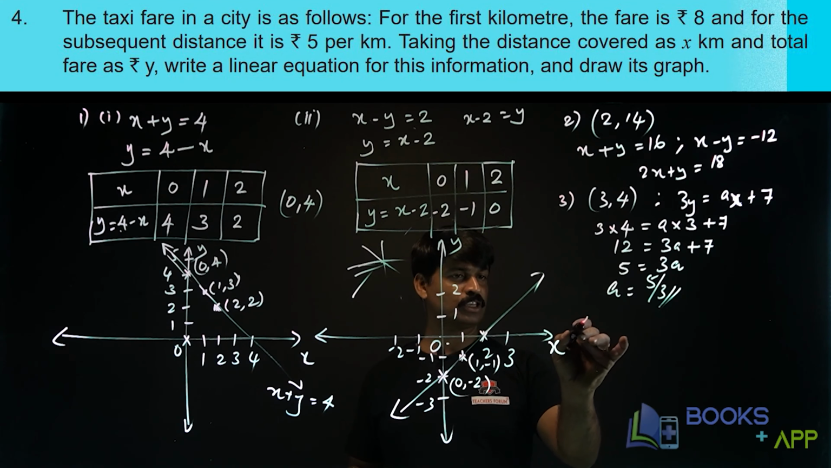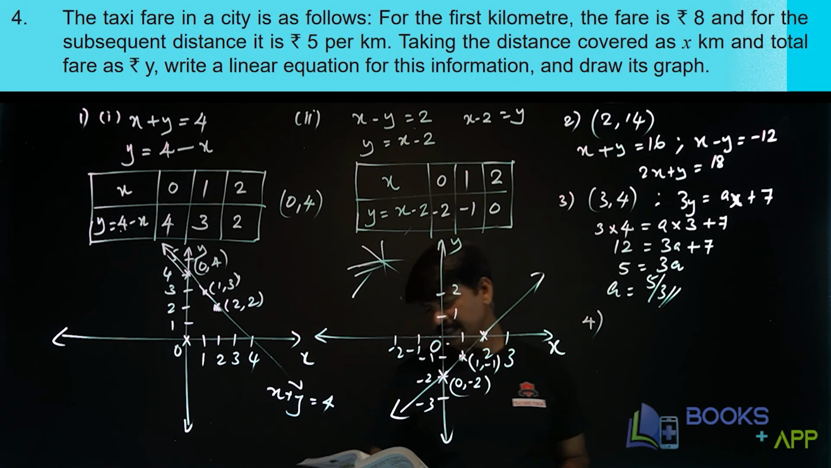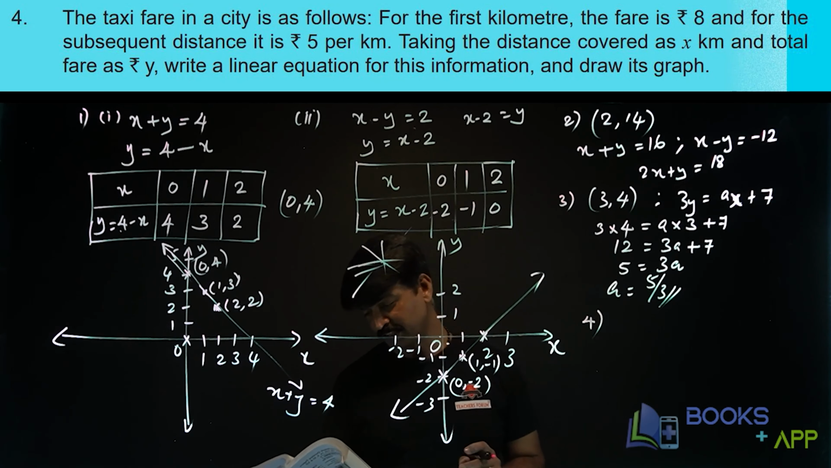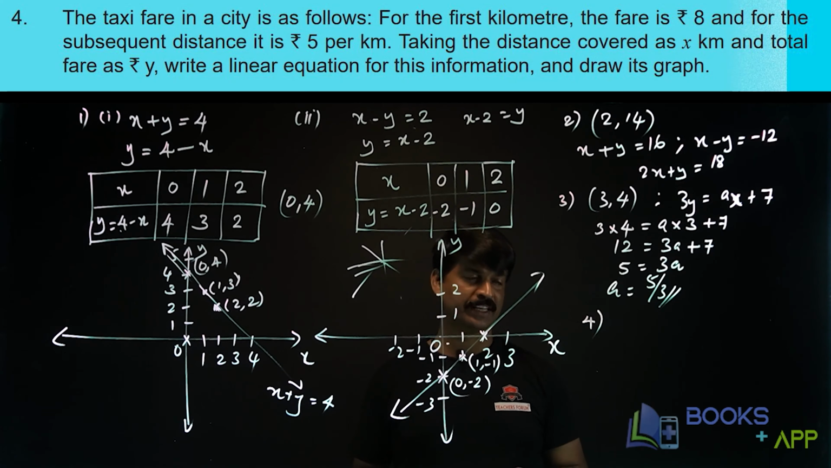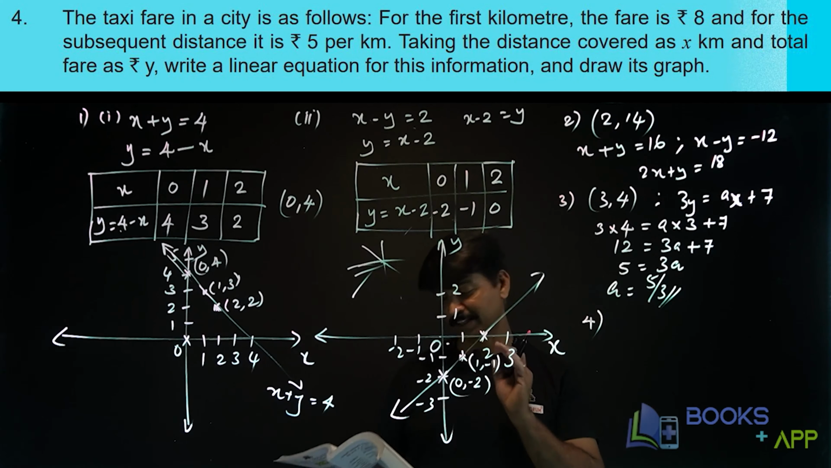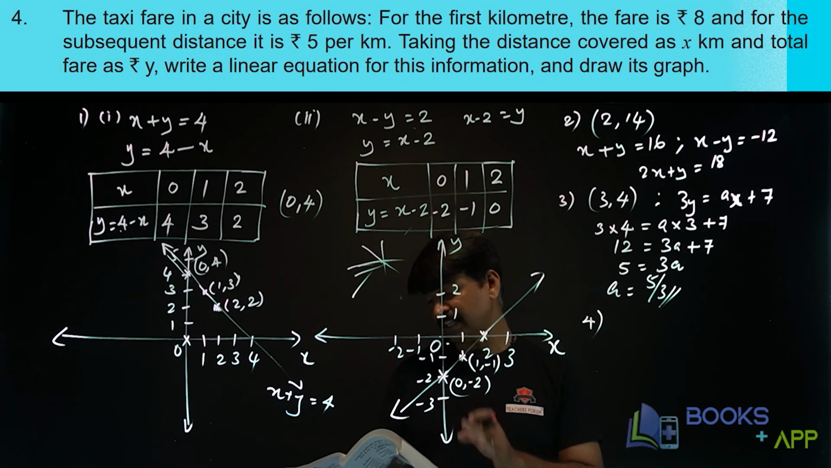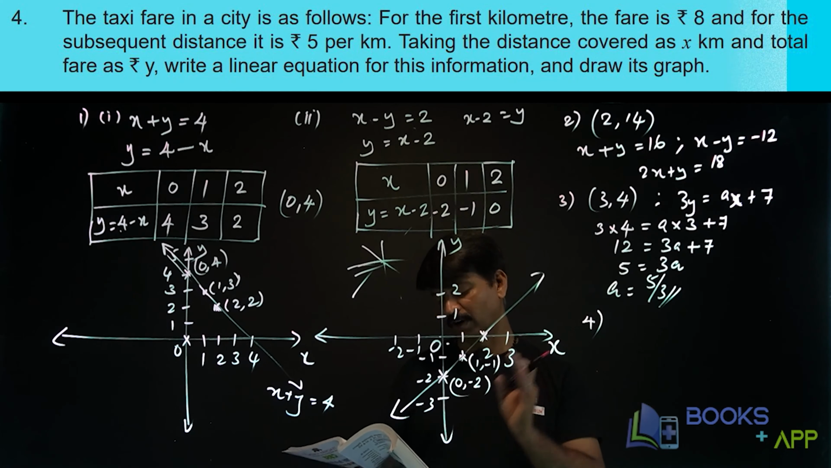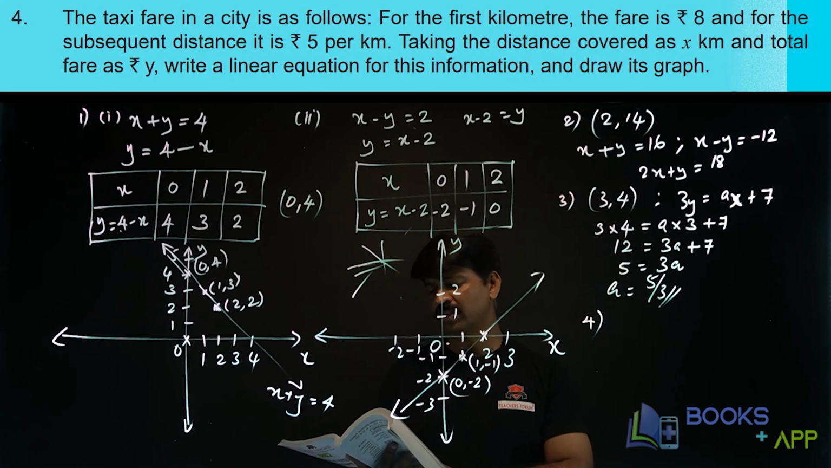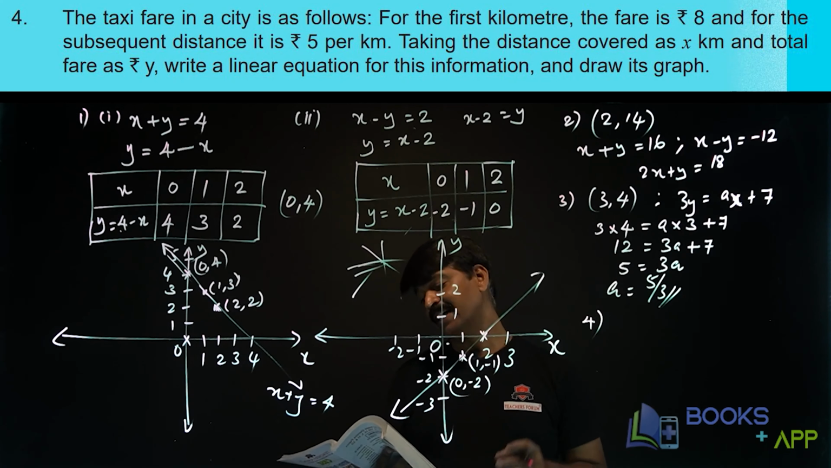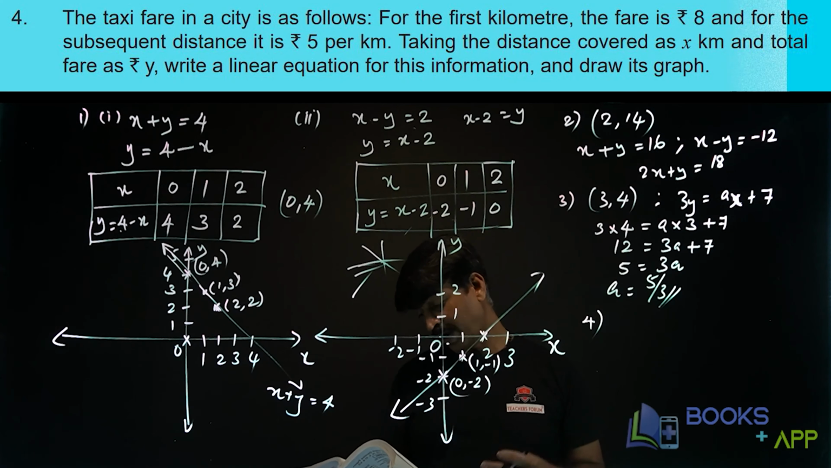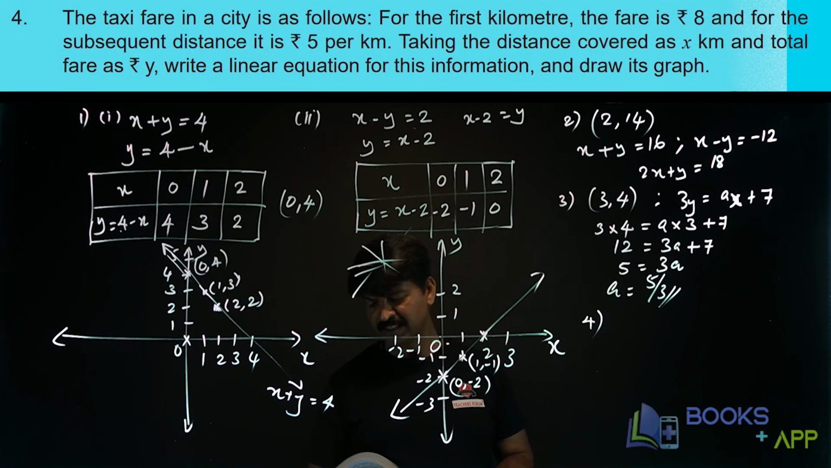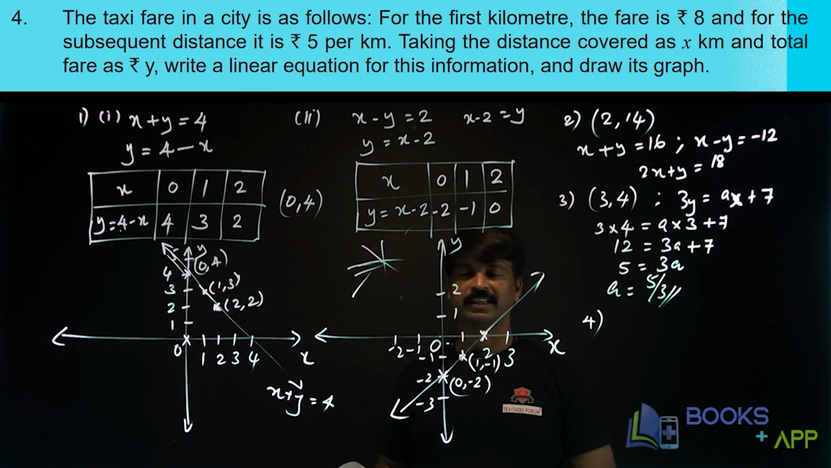Now let us read question number 4. The taxi fare in a city is as follows. For the first kilometer, the fare is rupees 8, and for the subsequent distance, it is rupees 5 per kilometer. Taking the distance covered as x kilometer and the total fare as rupees y, write a linear equation for this information and draw its graph.